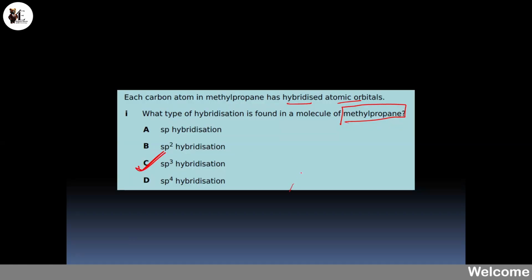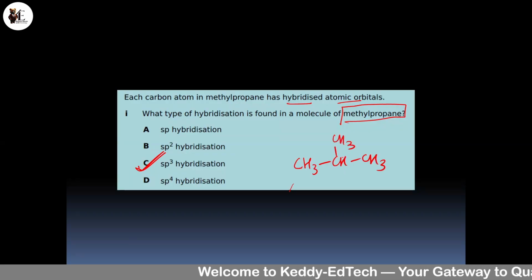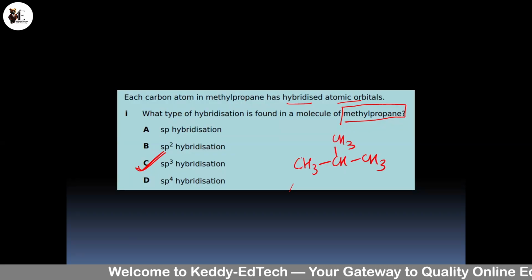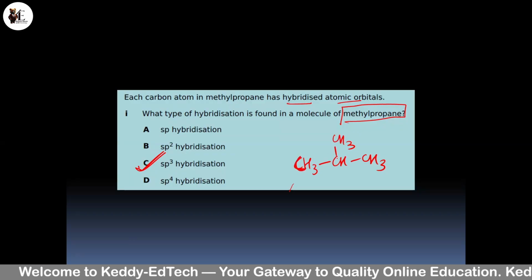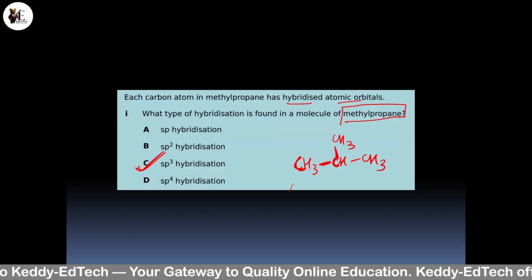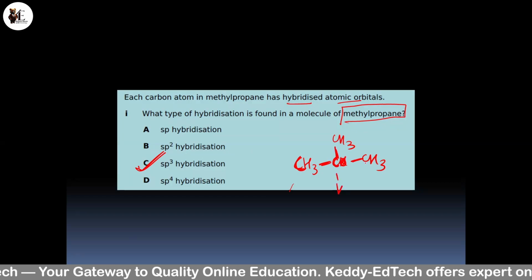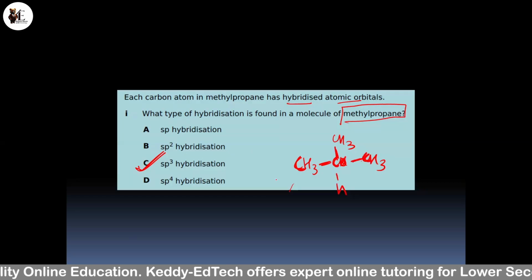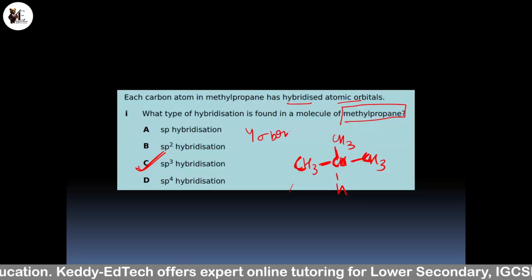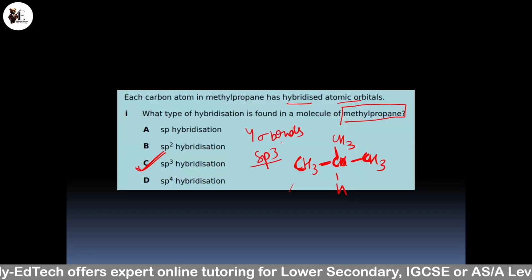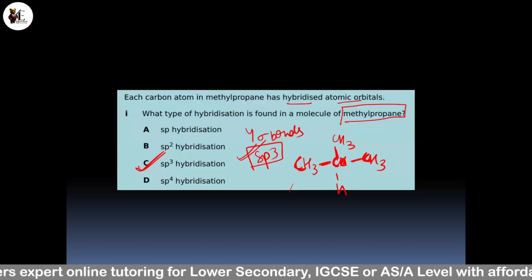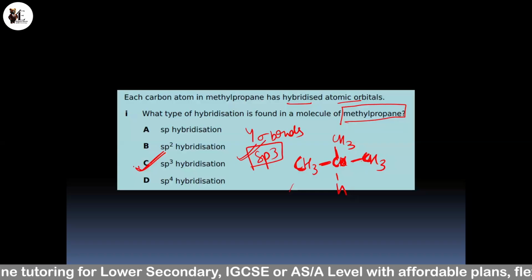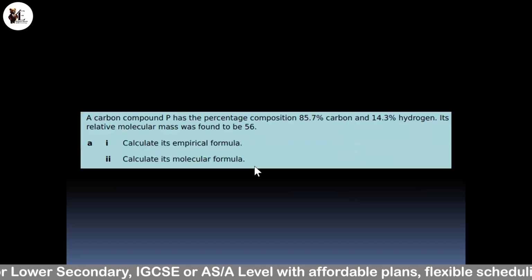So methylpropane is CH3, CH, CH3, propane, and a methyl group is there. So it is your methylpropane. You can see this carbon atom is having 4 sigma bonds, 1, 2, 3, and 1 from hydrogen. This also has 4 sigma bonds, 1 and 3 from hydrogen. So if you have 4 sigma bonds, then it is sp3 hybridization. 1 from s orbital and 3 from p orbital. 1 plus 3 is equal to 4. So the answer is sp3 hybridization.